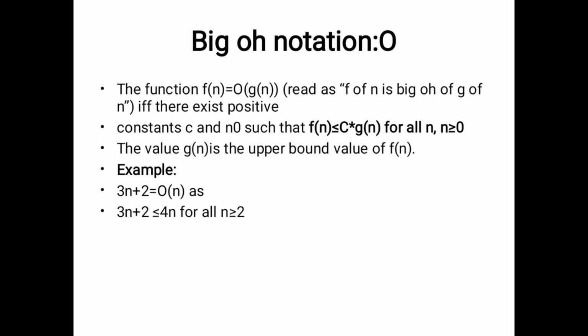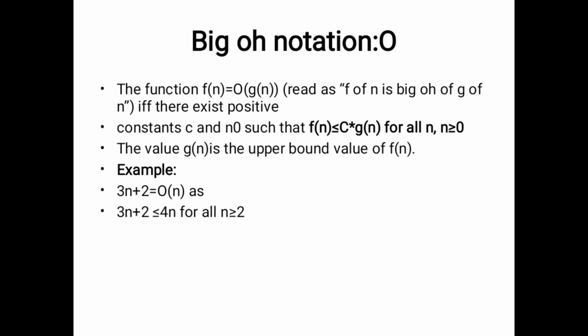Okay, let us take an example. f of n is equal to 3n plus 2. What is the order of this one? Here we take f of n equal to 3n plus 2 and g of n equal to n. Then we have to prove that f of n equals order of g of n. Here we have to prove that f of n is less than or equal to c times g of n. We will take the values one by one.